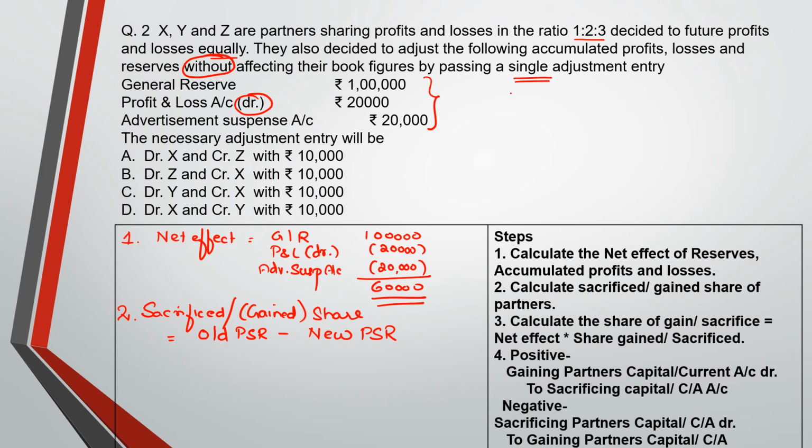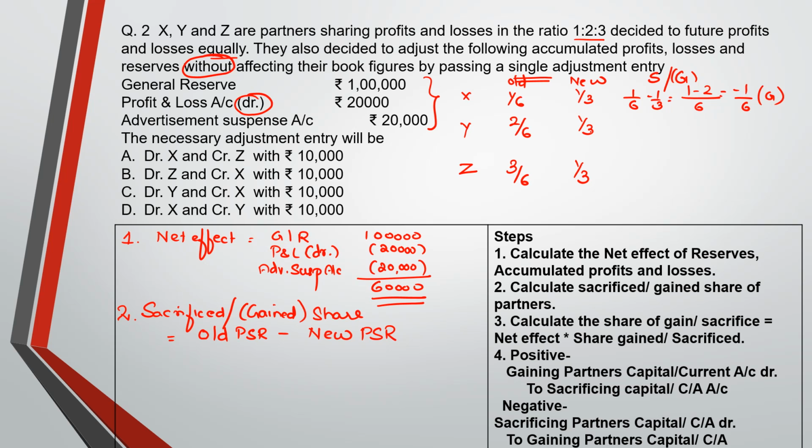Now I'll do the rough calculation here, and the three partners are X, Y and Z. So old profit sharing ratio is 1 is to 2 is to 3, so 1 by 6, 2 by 6, 3 by 6. Whereas the new profit sharing ratio is equal, which means 1 is to 1 is to 1, which means 1 by 3, 1 by 3, 1 by 3. Therefore, the sacrifice or the gain would be 1 by 6 minus 1 by 3, LCM 6, 1 minus 2 is minus 1 by 6.